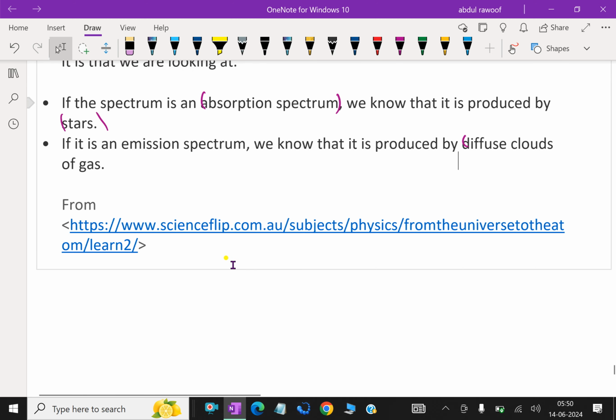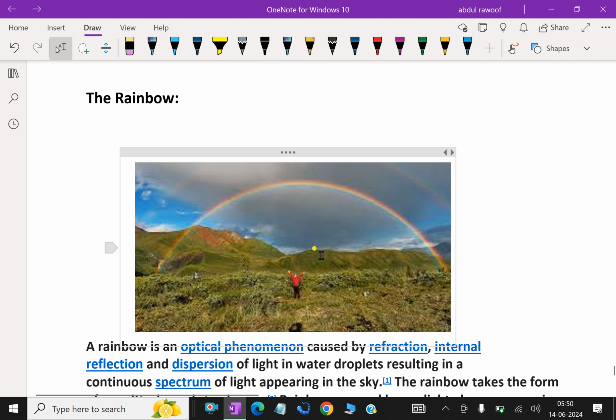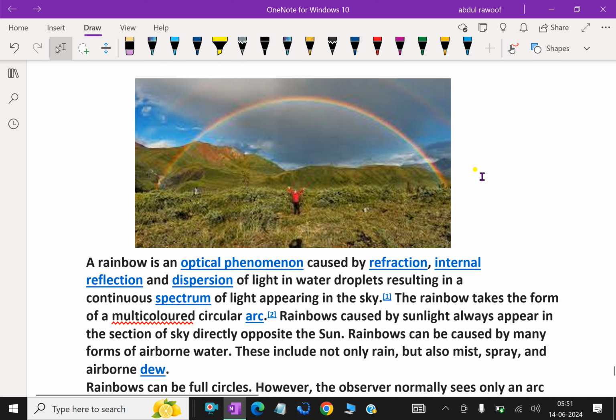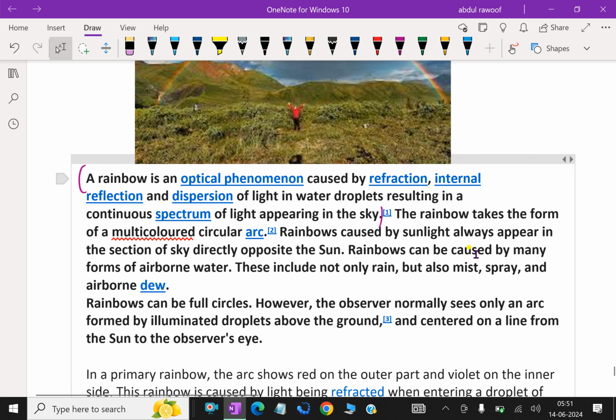Next, we will discuss what a rainbow is. A rainbow is a very interesting phenomenon. A rainbow is an optical phenomenon caused by refraction, internal reflection and dispersion of light in water droplets, resulting in a continuous spectrum of light appearing in the sky. This is a rainbow, very nice looking. The rainbow takes the form of a multicolored circular arc.